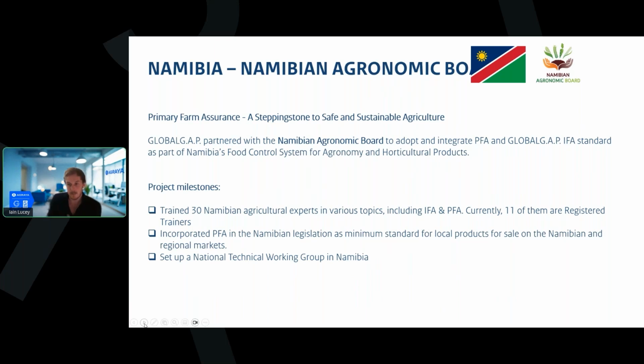And what we also did, this goes back to the points earlier about some of the political and institutional support that we can provide, is we helped incorporate PFA into the national legislation of Namibia to support processes to set it as a minimum standard.